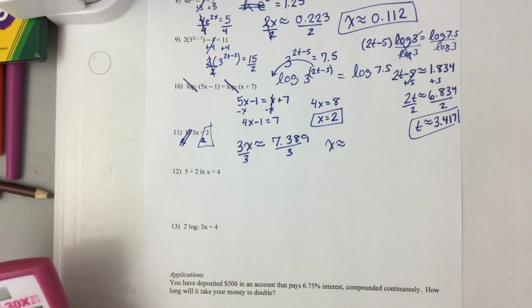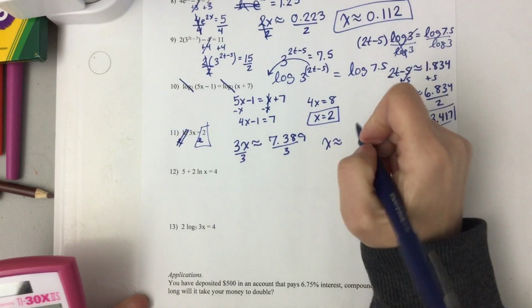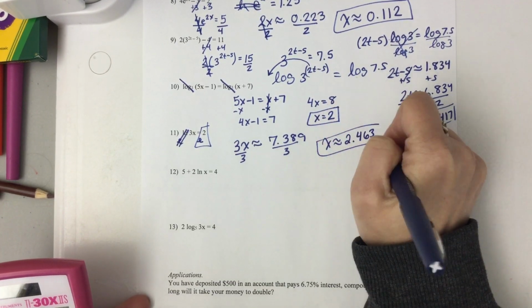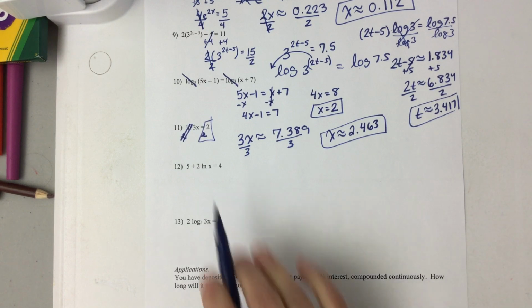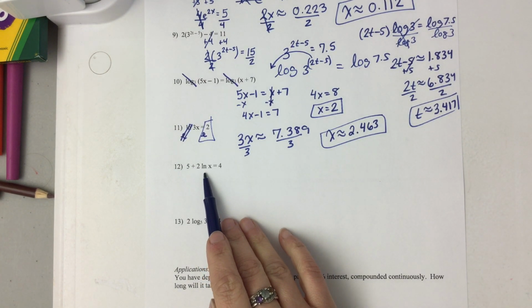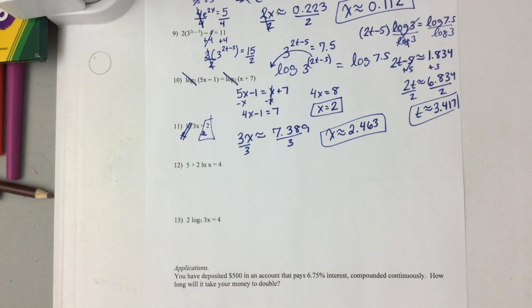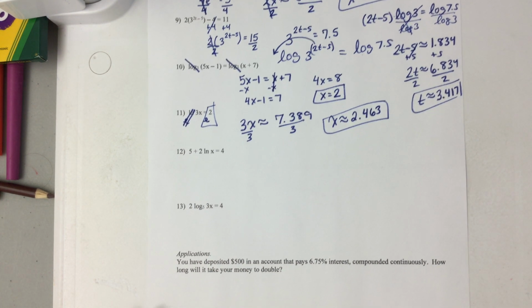So if I have 7.389 and I divide it by 3, x is approximately 2.463. Okay, here again, I see that there's a natural log, but I can't take it to the base of e yet because all this stuff is in the way. You need to isolate it first.